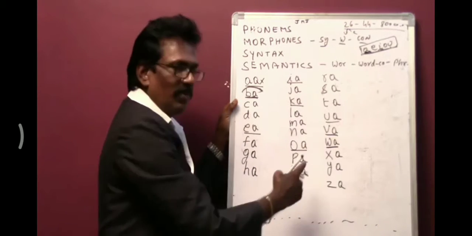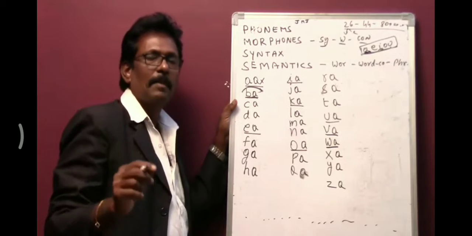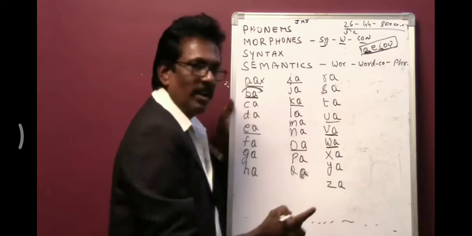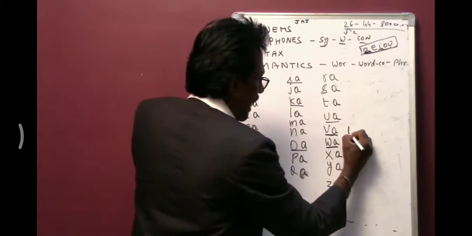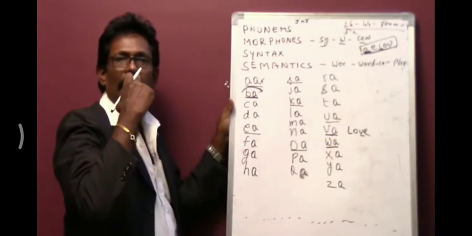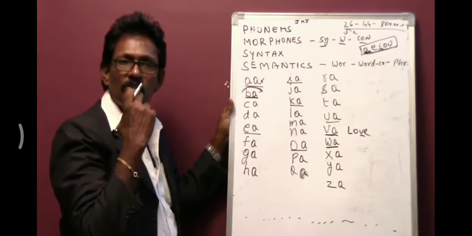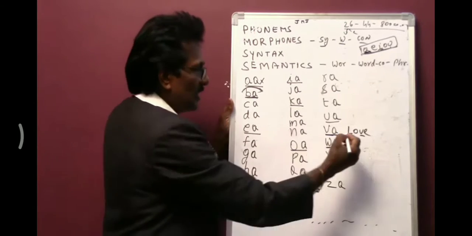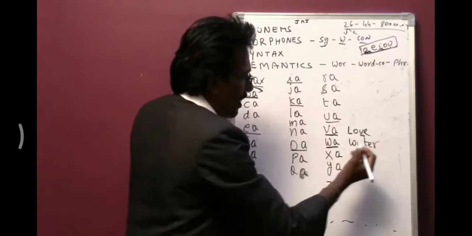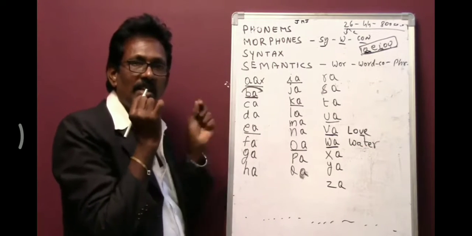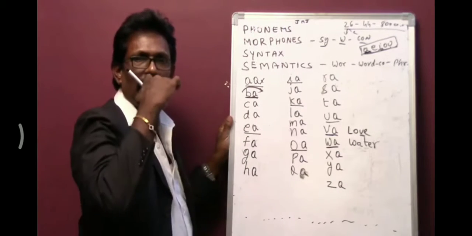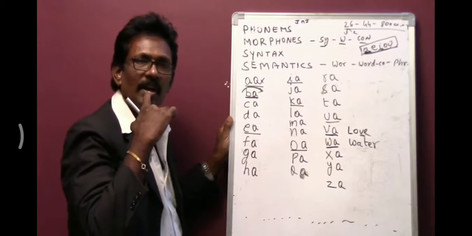V and W have a slight difference in sound. How to find out the difference? Now, for example, L-O-V-E, love. When you are pronouncing the V sound, the upper teeth touch the lower lip. So, love. This is the V sound. When water, W-A-T-E-R, water. When the upper teeth touch the back portion of the lower lip, it is the W sound.